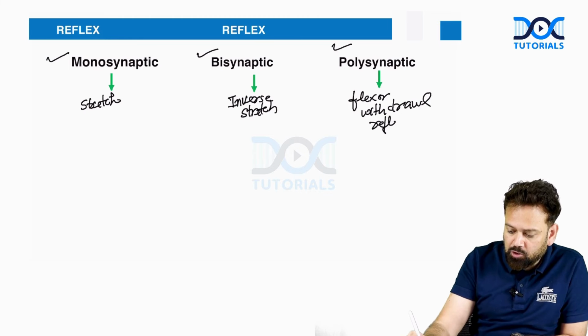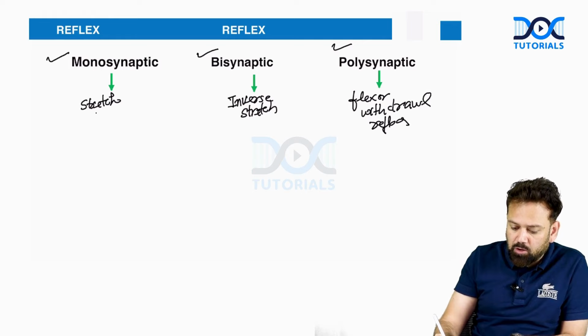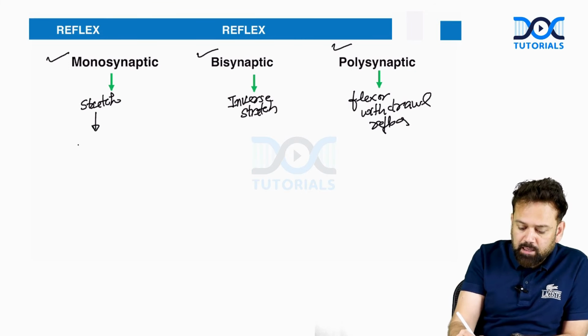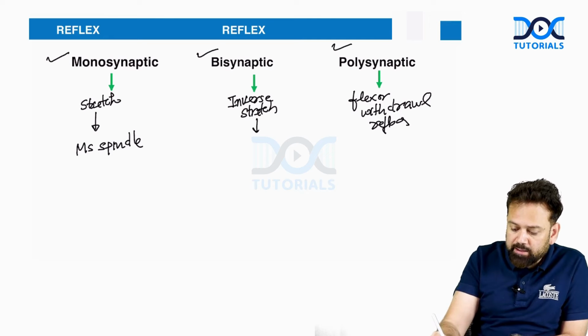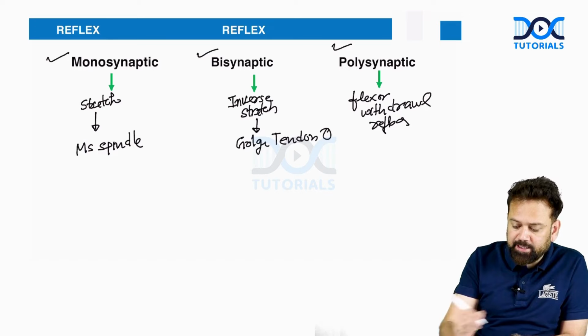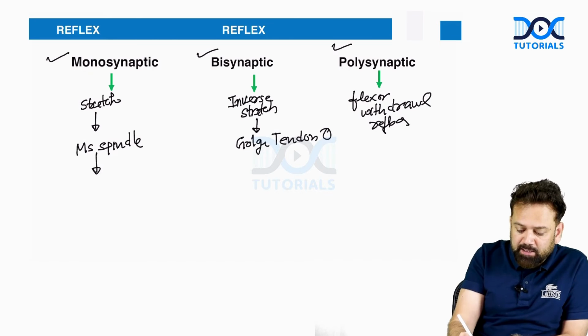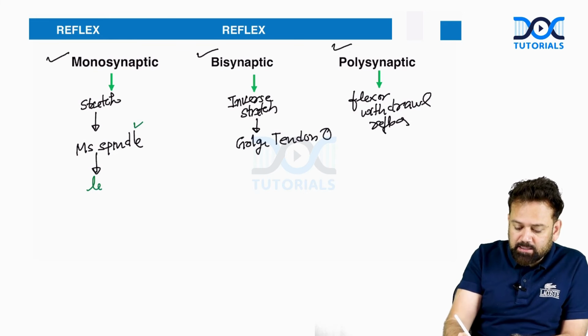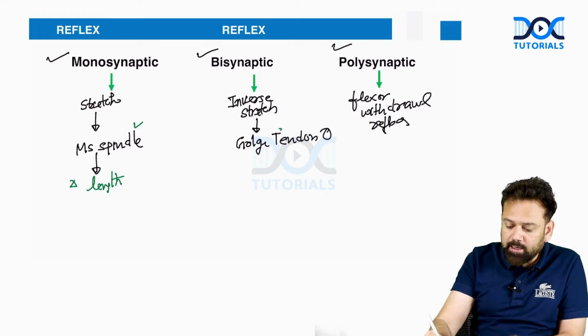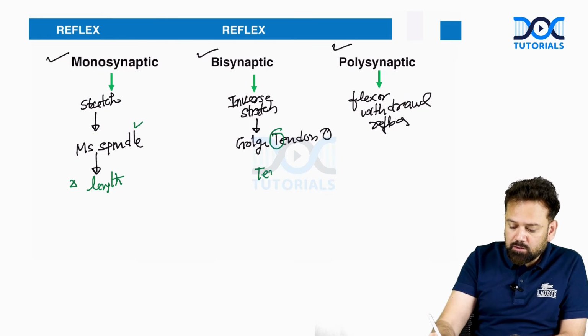Flexor withdrawal reflex. Who is the sensor of stretch reflex? Answer is muscle spindle. Who is the sensor of inverse stretch reflex? Golgi tendon organ, GTO. What will muscle spindle sense? Remember L. L is there. It will sense length, change in the length of muscle fiber. Golgi tendon has a T. It will sense what? Tension.